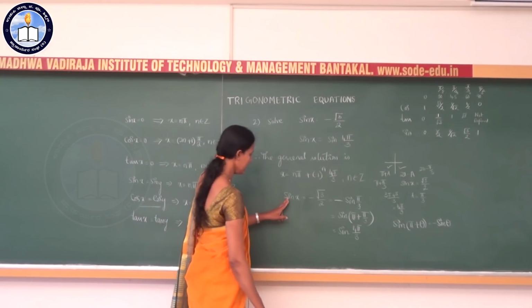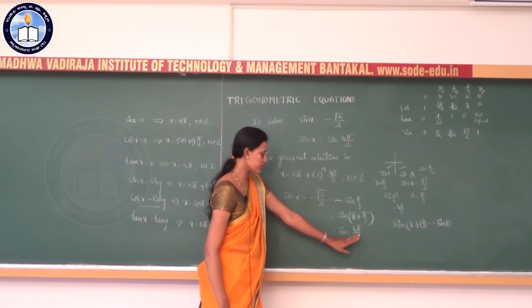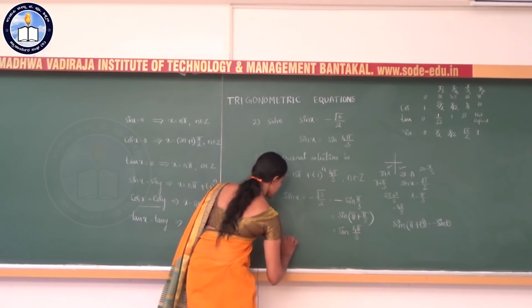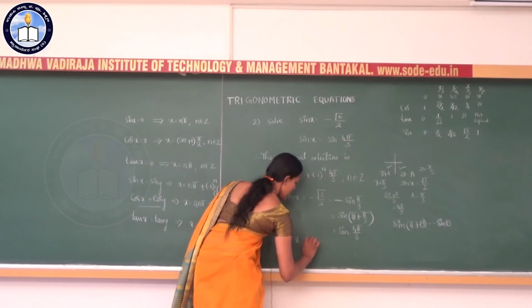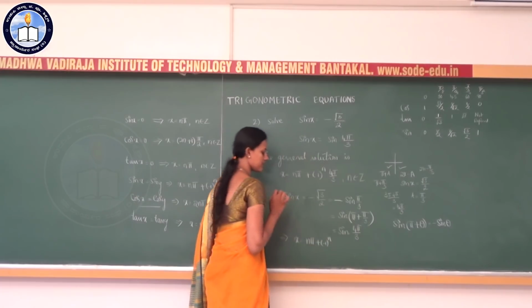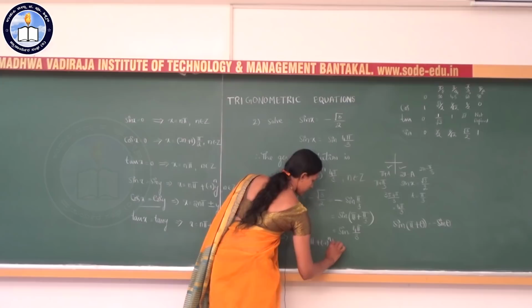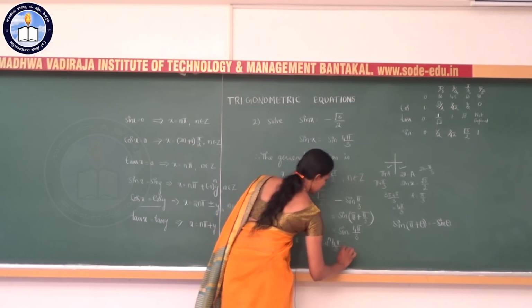So what do we have? Sin x is equal to sine of 4 pi by 3. So the general solution is x is equal to n pi plus minus 1 to the power n into 4 pi by 3.